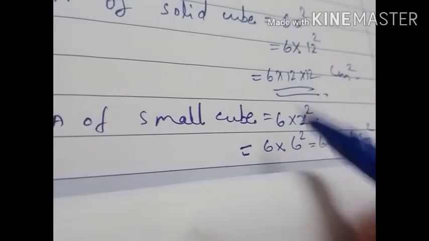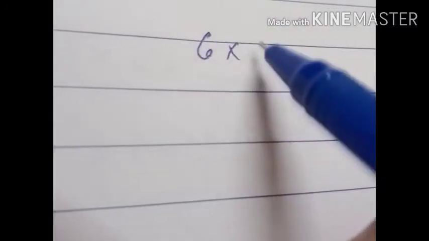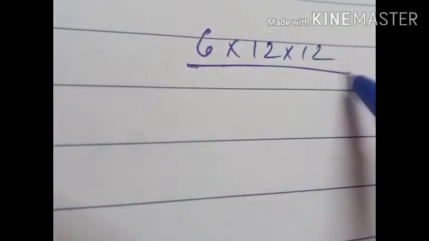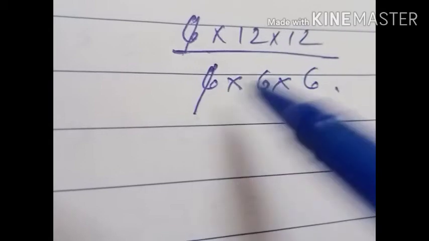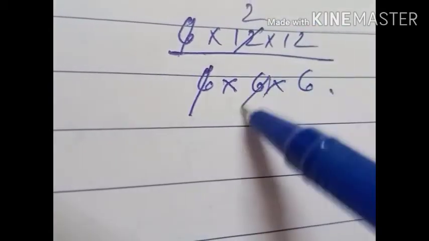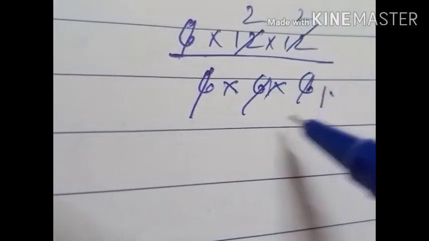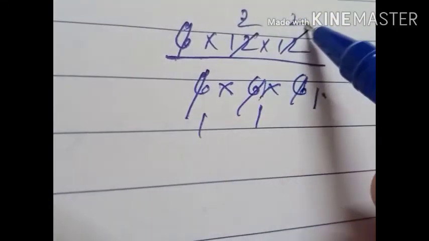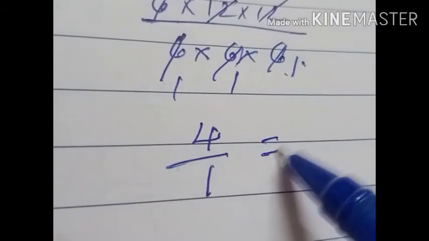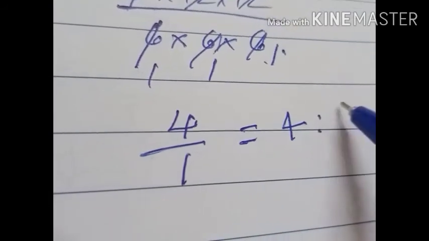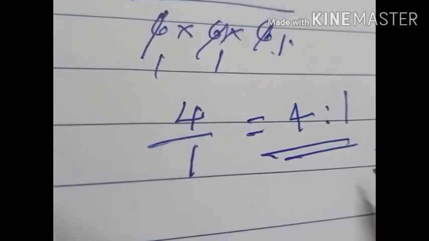Then we have to find their ratio. So their ratio will be 6 into 12 into 12 by 6 into 6 into 6. Then we can simplify that easily. Then we will get 2, 1. Then 2 into 2, 4. In the denominator 1. So we will get 4 by 1. So the ratio will be in the form of 4 is to 1. So 4 is to 1 is the ratio between their surface areas. Surface areas means total surface area.